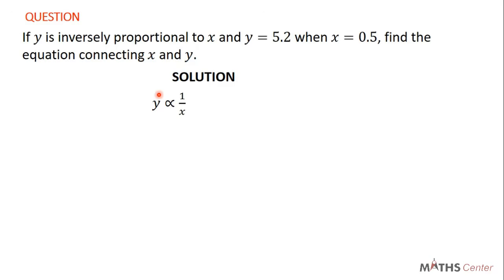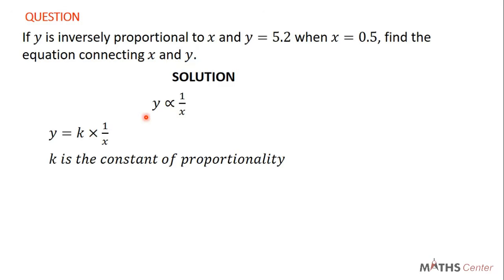Okay, to solve this, we need to replace this proportionality sign with an equal to sign, and in order to do that, we introduce a constant of proportionality. So we are going to have y is equal to k times 1 divided by x, where k is the constant of proportionality. So as soon as we multiply 1 divided by x by k, we can change the proportionality sign to an equal to sign.